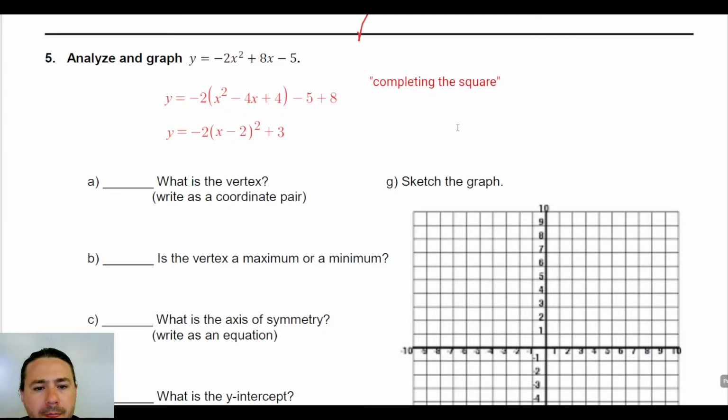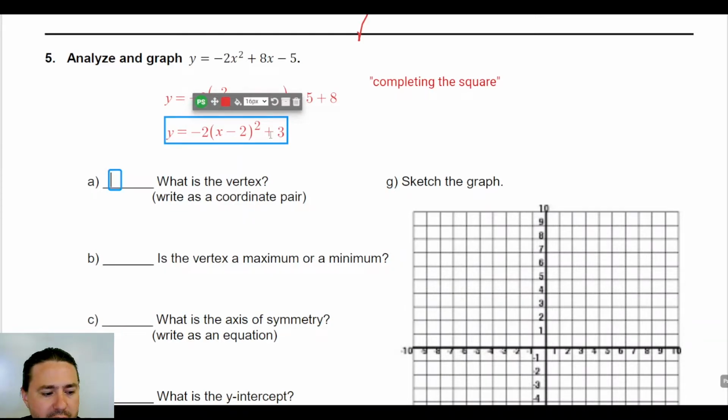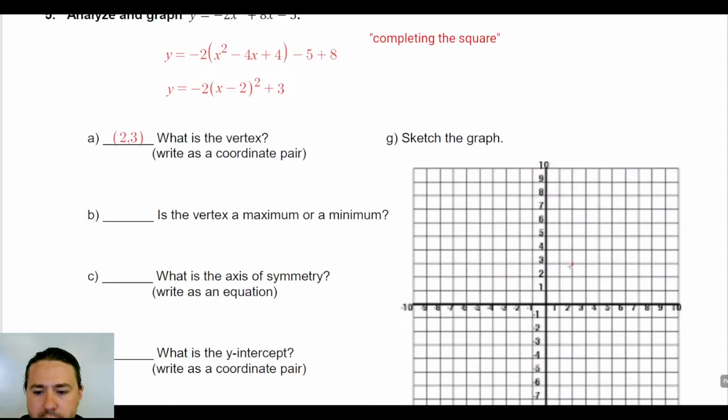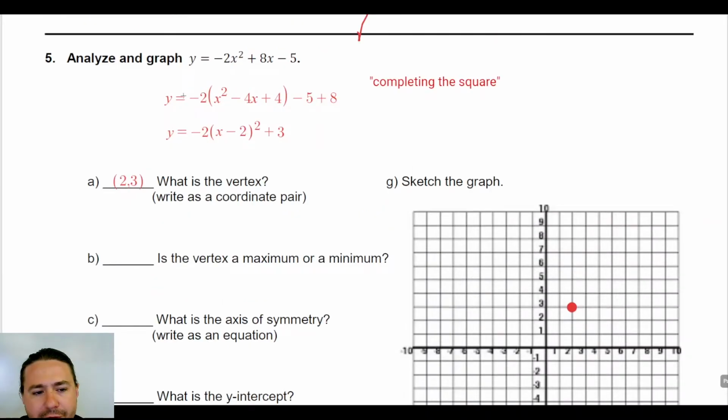Okay, so now I can write the vertex here. It's going to be (2, 3), because it's x minus h, and then plus k. So (2, 3) is the vertex, and we can plot that over here. So (2, 3) goes here. Well, let me try to make a nicer dot than that. (2, 3) goes here. Okay, now my a value here is negative 2.